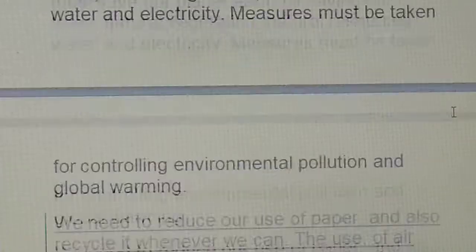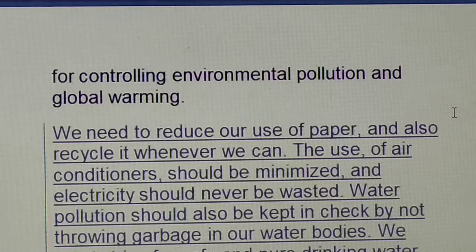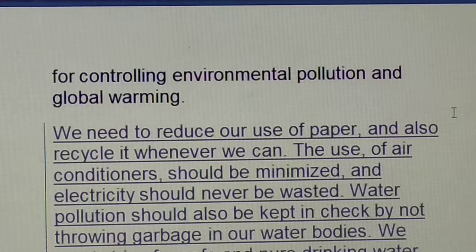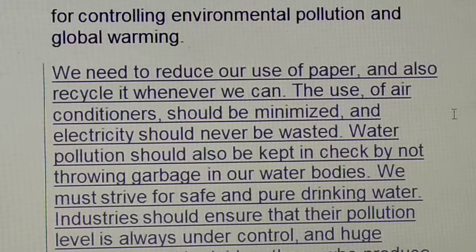Measures must be taken for controlling environmental pollution and global warming. We need to reduce our use of paper, and also recycle it whenever we can. The use of air conditioners should be minimized, and electricity should never be wasted. Very important, electricity, water. Water pollution should also be kept in check by not throwing garbage in our water bodies. We must strive for safe and pure drinking water.